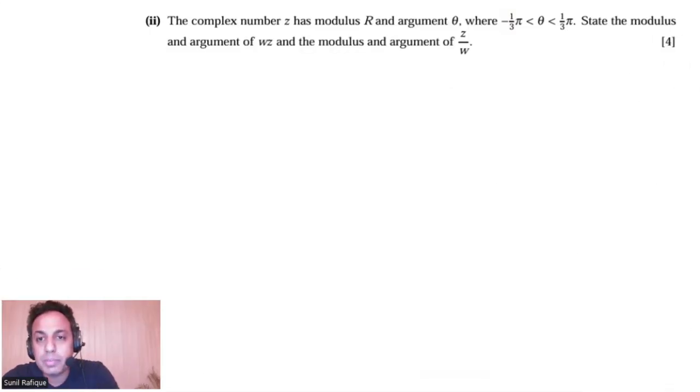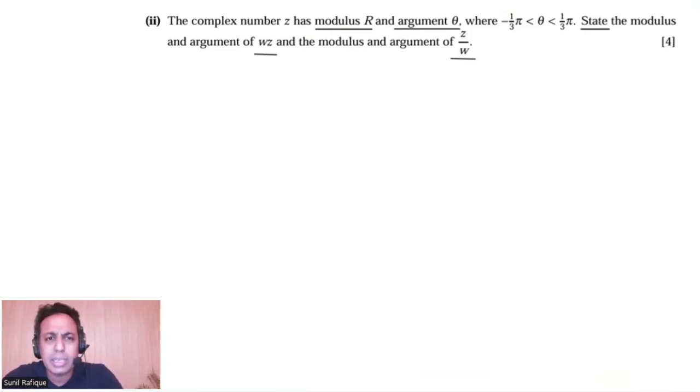Part 2, the complex number z has modulus r, which is an unknown alphabet, and argument theta. Where theta is within minus pi by 3 to pi by 3, state the modulus and argument of wz and the modulus and argument of z over w. And it's just state. So you understand, by state, they mean that this is something which you need to memorize, you need to learn.